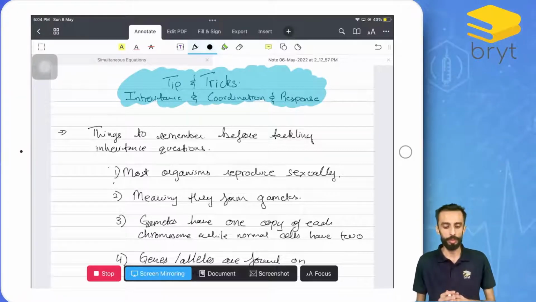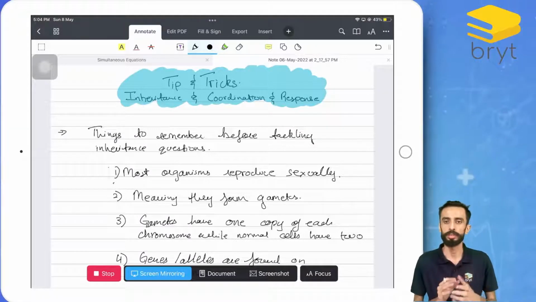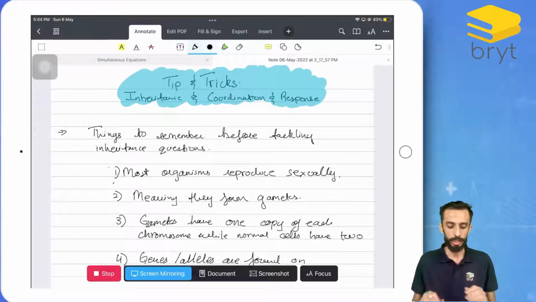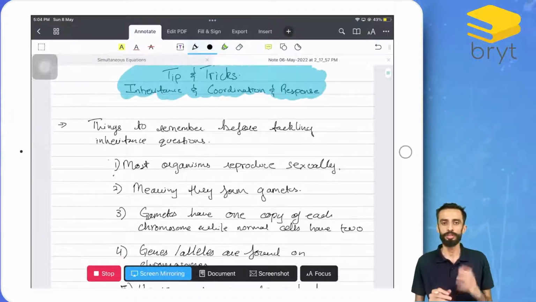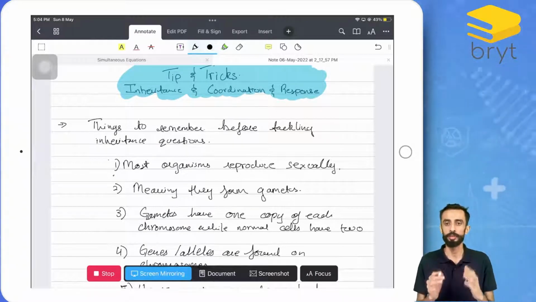So today we're going to be doing a video on inheritance and coordination and response, and try to tackle some of your problems in inheritance. So let's start off with inheritance first. Before you even start inheritance questions, there are 5 or 6 things that you need to remember to make sure that you do your inheritance questions well.